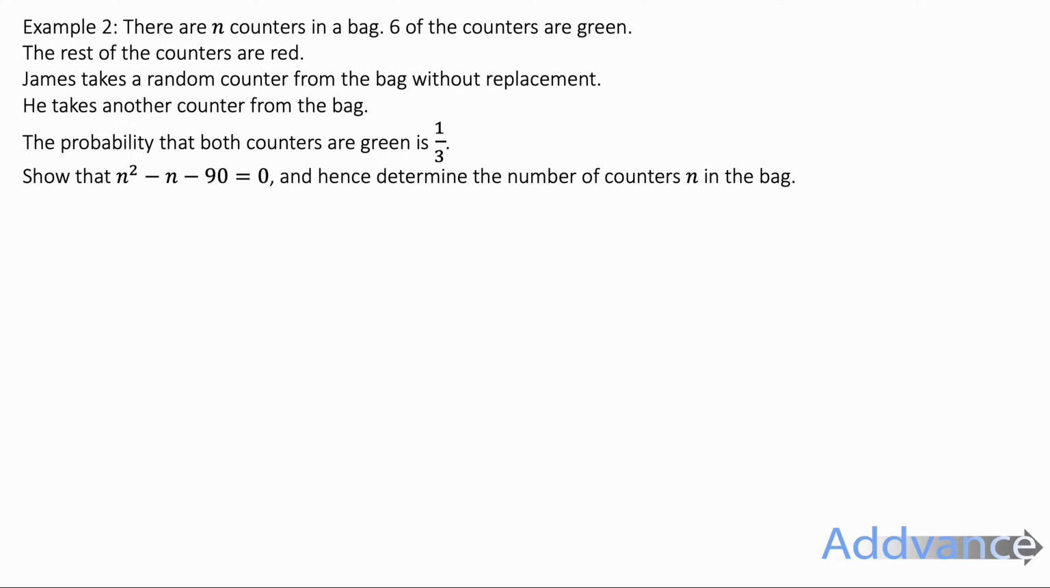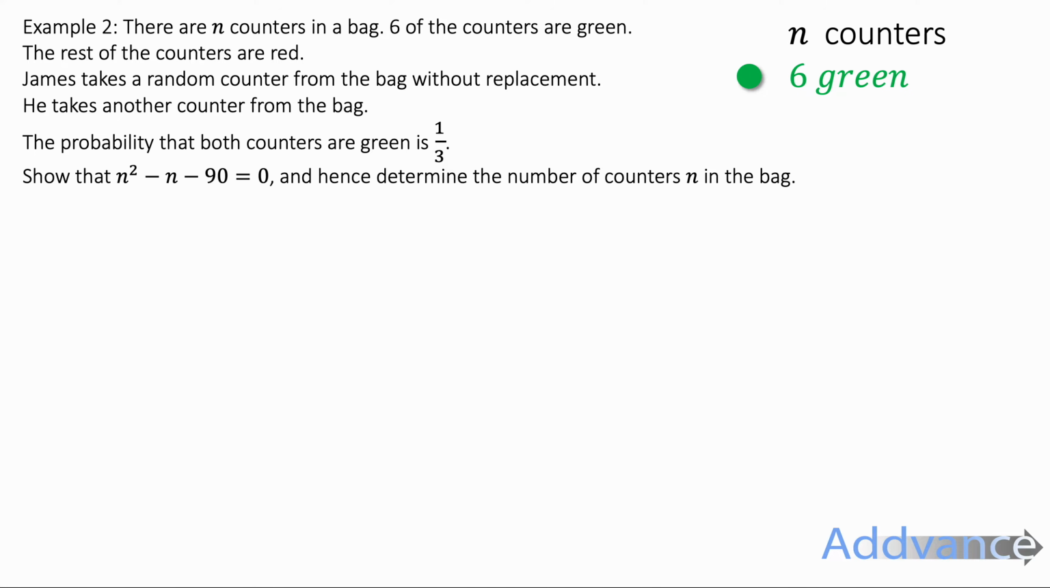Okay, let's look at the next one now. It says there are n counters in a bag. 6 of the counters are green. The rest of the counters are red. James takes at random a counter from the bag without replacement. He takes another counter from the bag. The probability that both counters are green is 1/3. So show that n squared minus n minus 90 is equal to 0, and hence determine the number of counters in the bag. For this, we're going to have to do a probability tree.